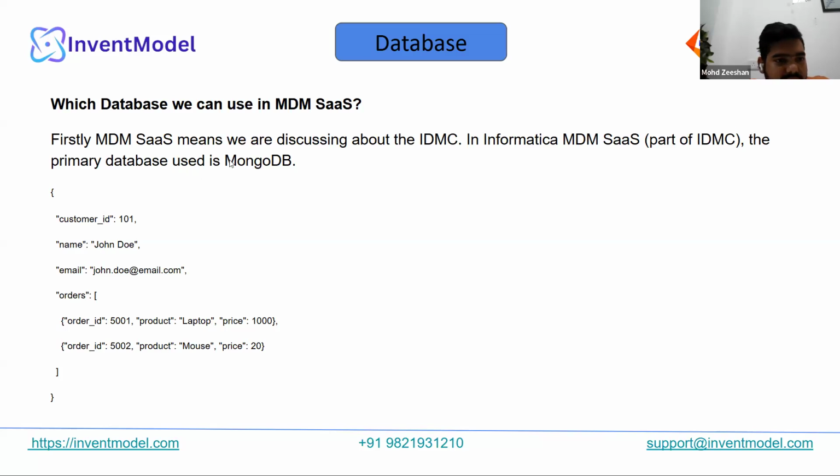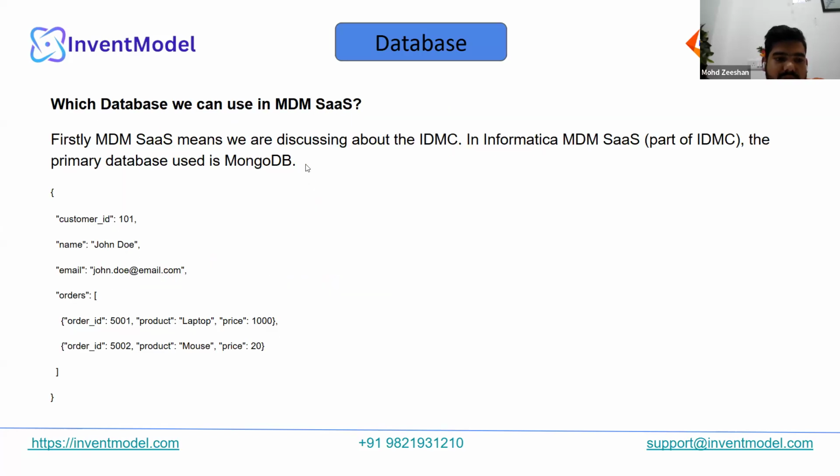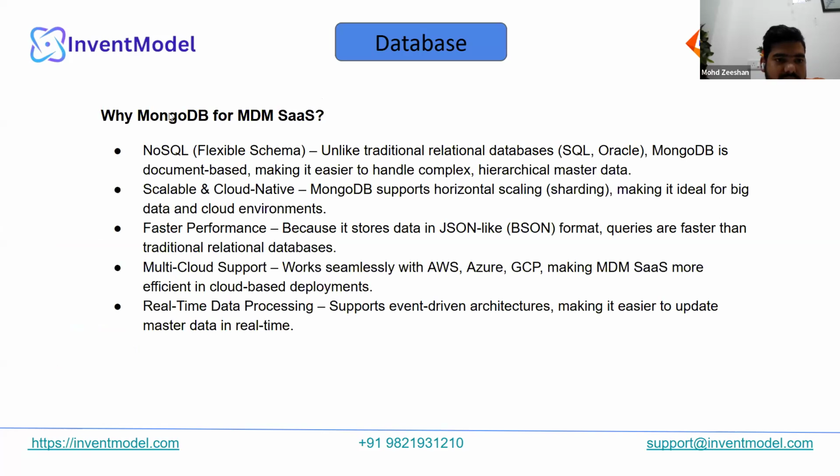Okay, and here we can read this. Firstly, MDM SaaS means we are discussing IDMC, which I have already told you. And in Informatica MDM SaaS, part of IDMC, the primary database used is MongoDB. So the question is why we are using MongoDB here, and why we are not using Oracle, MySQL and other databases. This is the question: why are we using MongoDB for MDM SaaS?